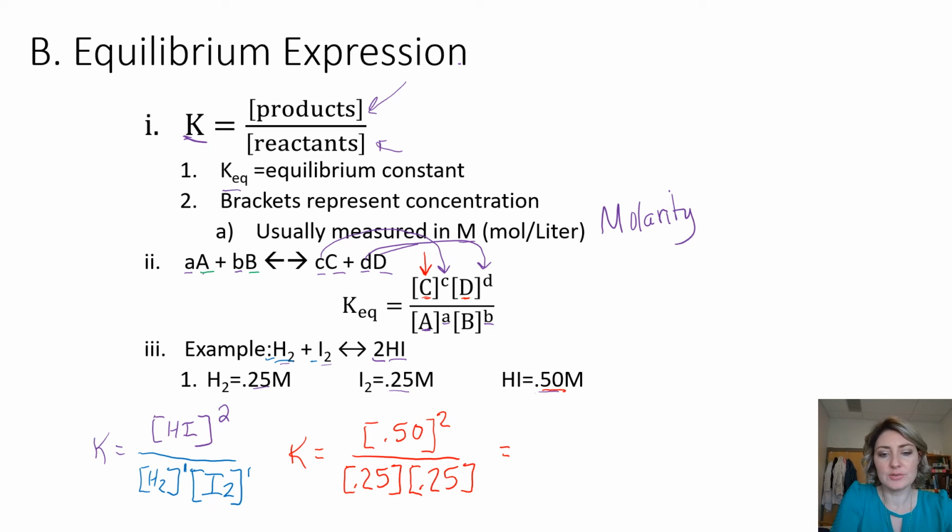So now it's just a matter of plugging these numbers into my calculator. So 0.5 squared divided by 0.25 times 0.25. Just roughly, this is going to give me 0.25 on the top and 0.0625 out of my calculator on the bottom. I'm going to divide the top by the bottom, and my K value is equal to 4.0. I am reporting to 2 sig figs because each of my concentrations is 2 sig figs.